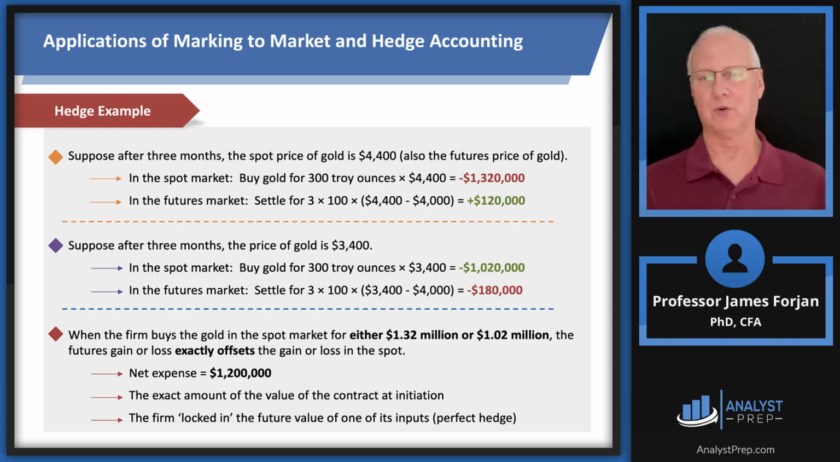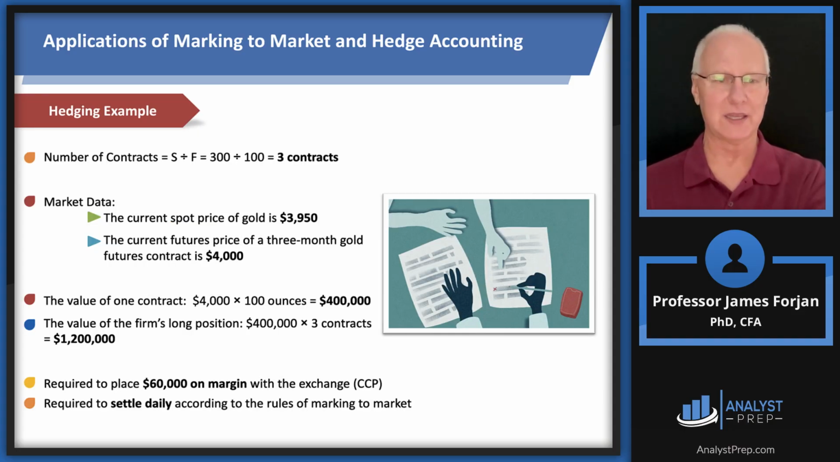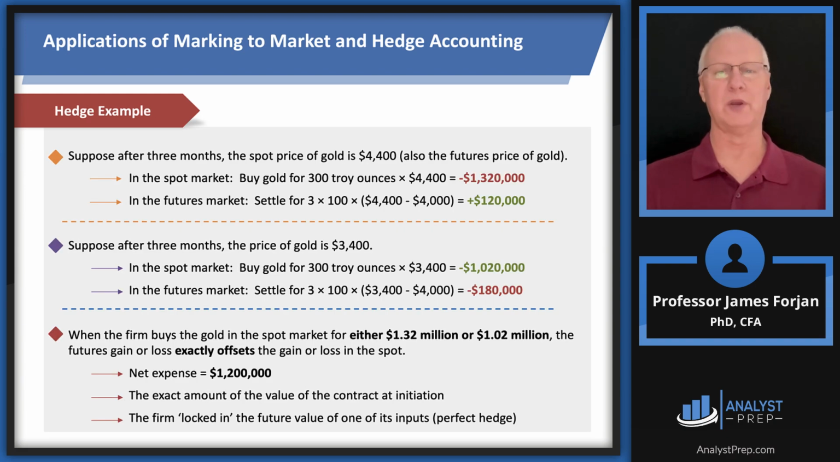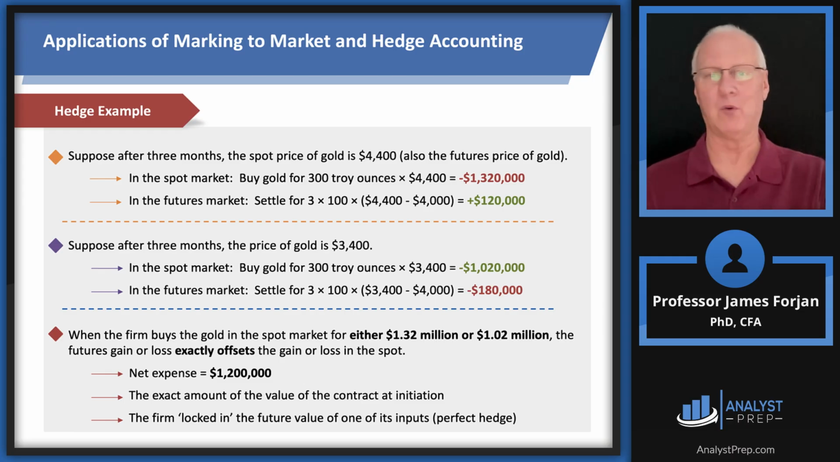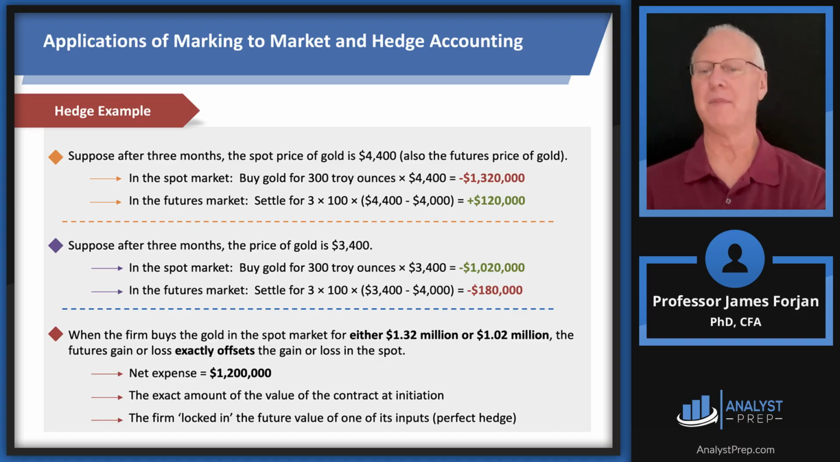But I think an even cooler question is if you sum the two numbers in between the dotted lines, you're going to get, well, let me go back here. You're going to get, look at that blue teardrop point, the 1.2 million. You have locked in, whether the price goes up or the price goes down, whether you have to pay more or less in the spot market, the futures position exactly offsets. Look down at the bottom right.